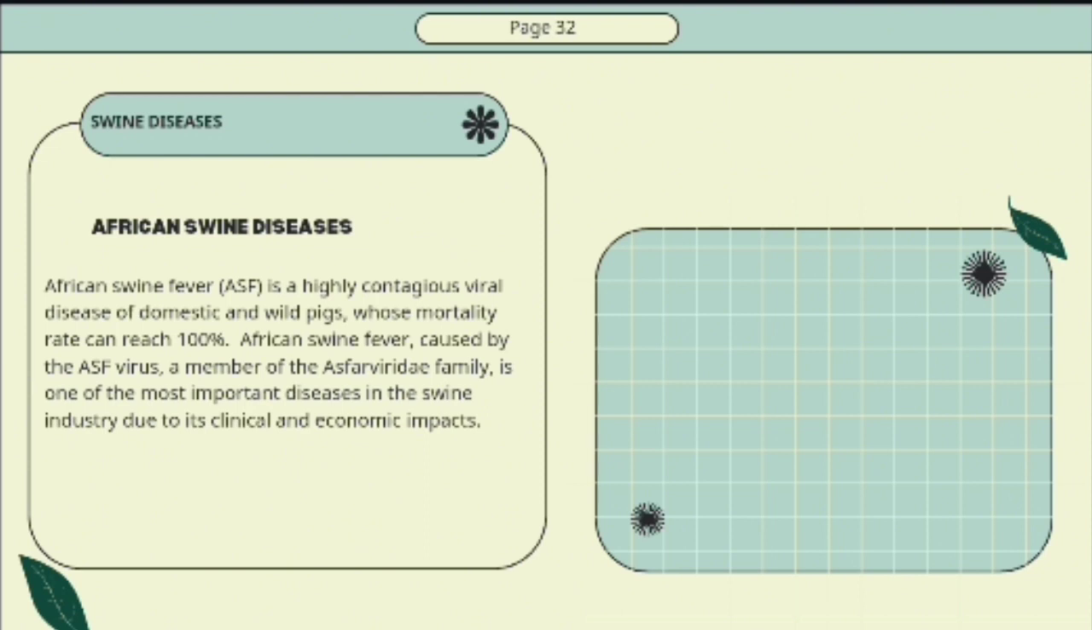We have African swine disease, or what we call African swine fever. It is a highly contagious viral disease of domestic and wild pigs whose mortality rate can reach 100%. African swine fever, caused by the ASF virus, a member of the Asfarviridae family, is one of the most important diseases in the swine industry due to its clinical and economic impacts.